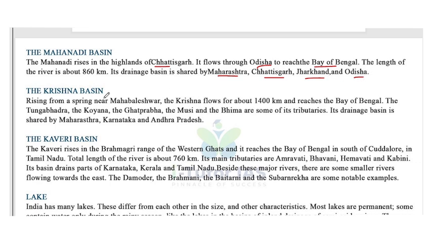Next, the Krishna Basin. Rising from a spring near Mahabaleshwar, the Krishna flows about 1400 km to the east and finally reaches the Bay of Bengal. The Tungabhadra, the Koyna, Ghataprabha, Musi and Bhima are some of the tributaries. Its drainage basin is shared by Maharashtra, Karnataka and Andhra Pradesh. Okay, so these are the states which cover the Krishna Basin.